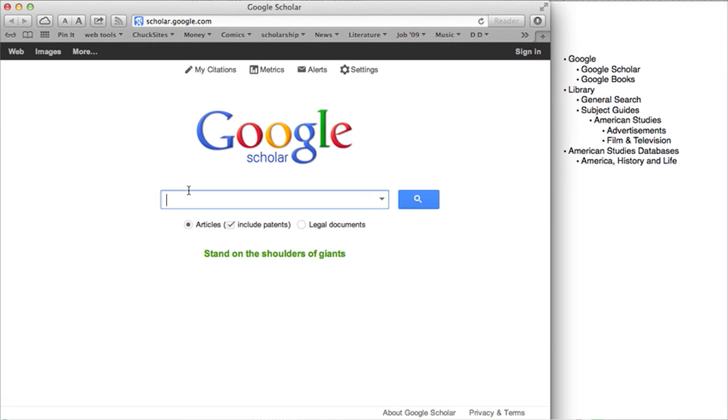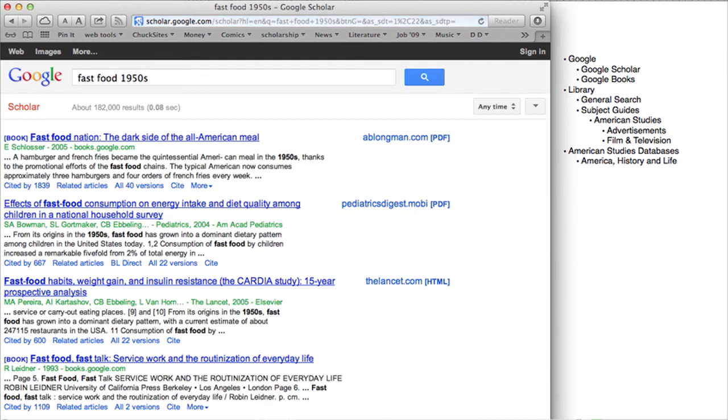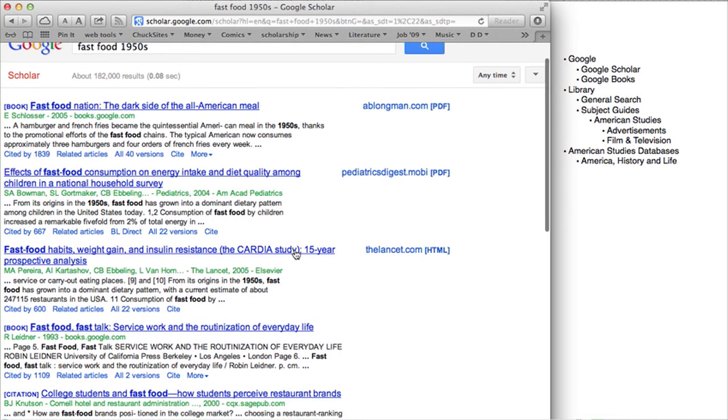Google Scholar and Google Books both search the insides of books and articles, and when you're doing searches there, you want to use as closely and carefully refined terms as you can find. If you start out with something that's more like a topic heading, let's say I'm working on fast food, and I put in fast food 1950s. This is the kind of search you'd do if you were searching topic headings, but Google Scholar doesn't search topic headings, it searches the insides. And so the quality of what we're finding here isn't great.